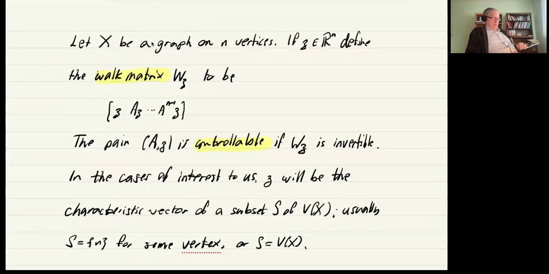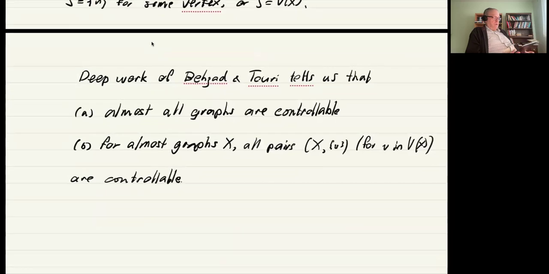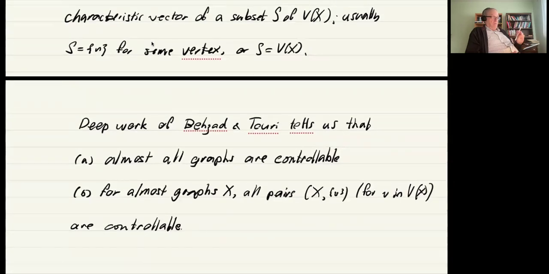And so now, why am I fussed about controllable? There are a couple of deep papers by Bazad and Turi that depend on deep work by Tao and Vu that imply that almost all graphs are controllable. So for almost all graphs, the pair A, comma, the vertex set is controllable. Secondly, for almost all graphs, all the pairs A, comma, v, where v is a vertex in the graph, are controllable.